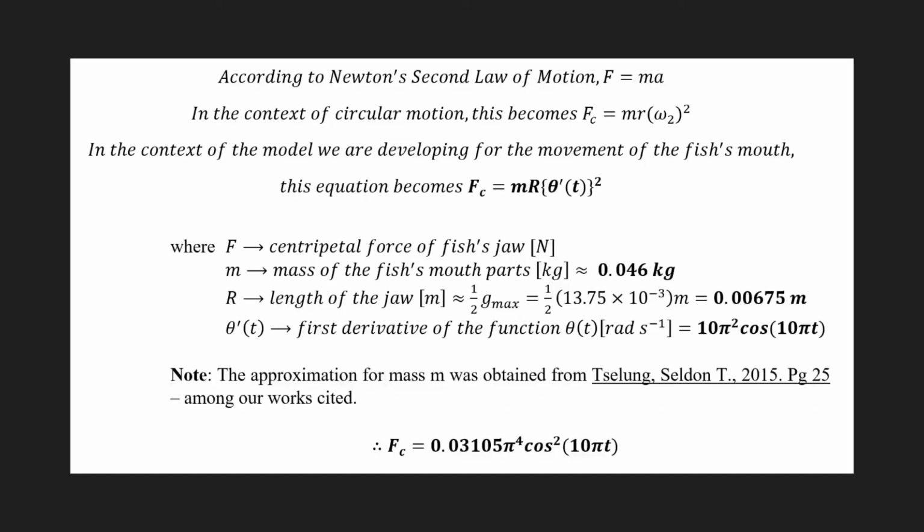According to Newton's second law of motion, force is equal to mass times acceleration. In the context of circular motion, this becomes centripetal force is equal to mass multiplied by radius times omega squared. In the context of the model we are developing for the movement of the fish's mouth, this equation becomes centripetal force is equal to the mass of the fish's mouth parts multiplied by the length of the jaw times the first derivative of the function theta squared.